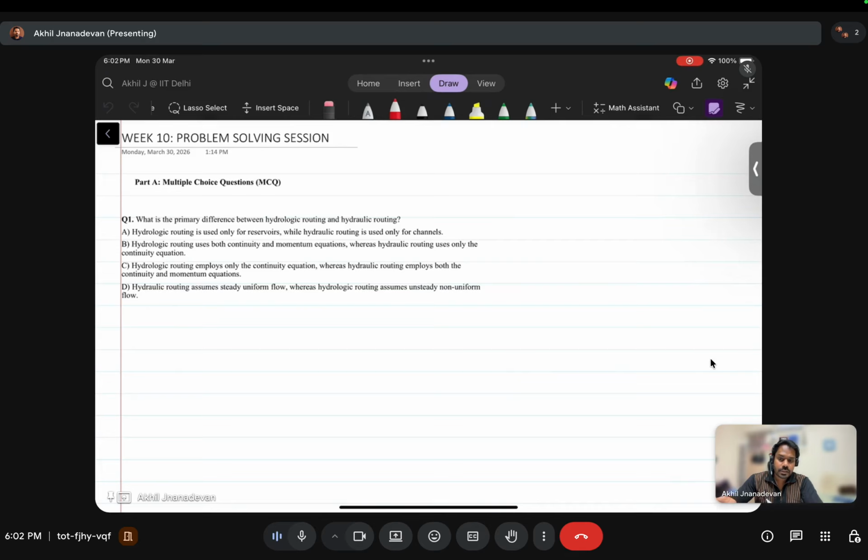the volumetric flow rate of water coming at the outlet point, versus time, is something called the hydrograph. That is the temporal variation of runoff at that particular point. That was what we saw in the previous lectures, where we were looking at all the types of hydrographs.